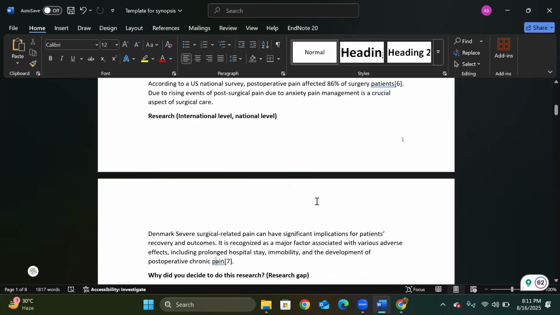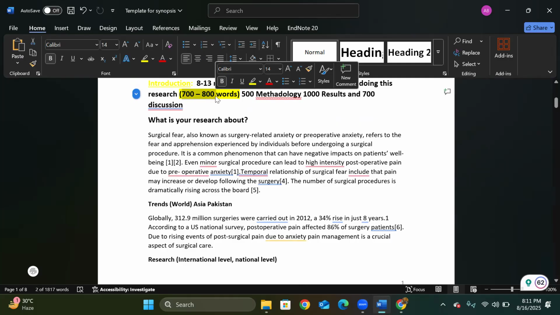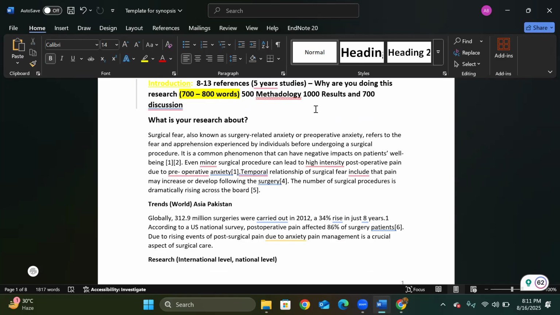So the next thing that is important is introduction writing. In your introduction, you should have 8 to 13 references, and they should be from the last 5 years. Okay, and around 700 to 800 words. That's the count that most journals accept.